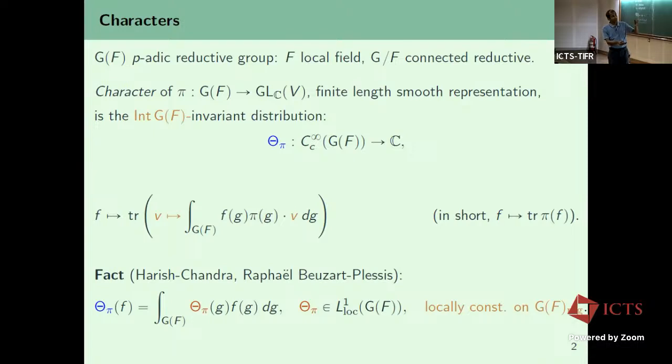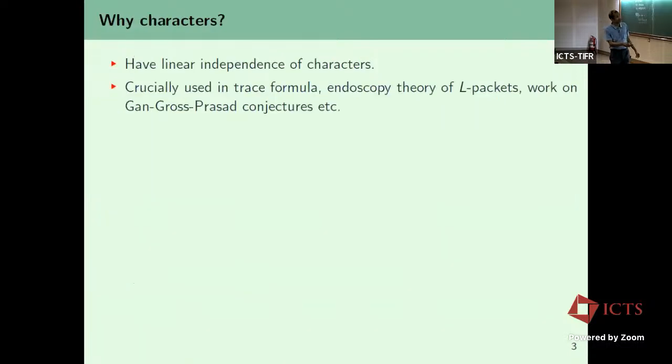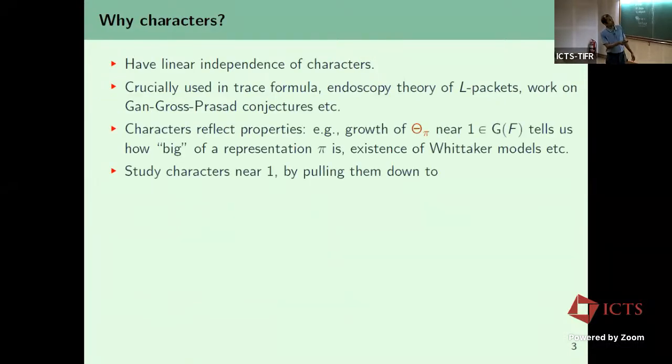Okay, but on other points such as the identity element, near such points, the character actually blows up. So it is not locally constant, it's only locally integrable near those points. So the growth of the character value near 1 actually tells you how large the K-fixed vectors of pi grow as compact open subgroups K shrink to the identity. Okay, and then there are other properties that can be found.